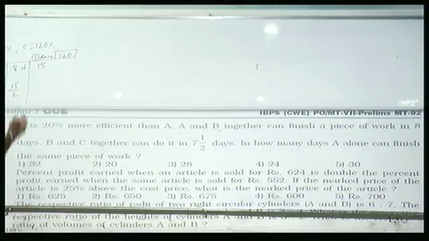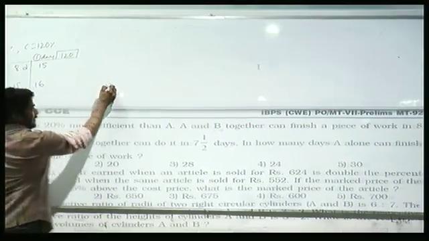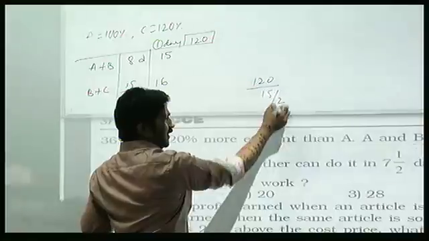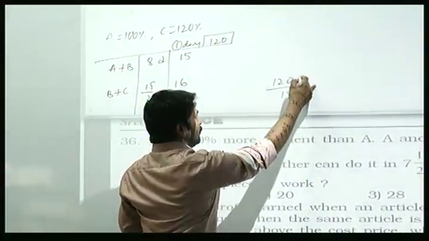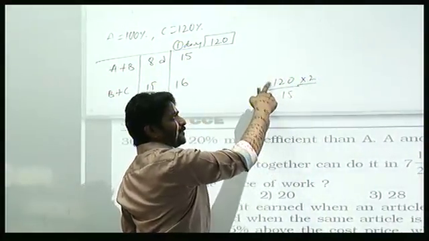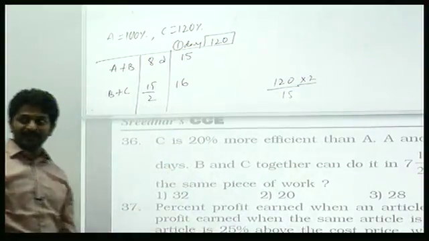half days. Per day they can complete 16 units. 120 by 15 by 2 kada. 2 comes to numerator. 15 8 times. 8 to 16. Yes or no?